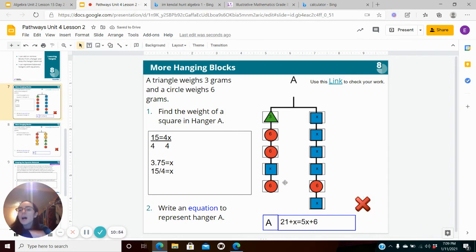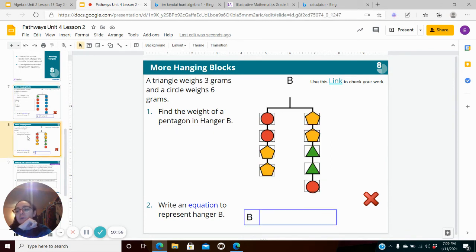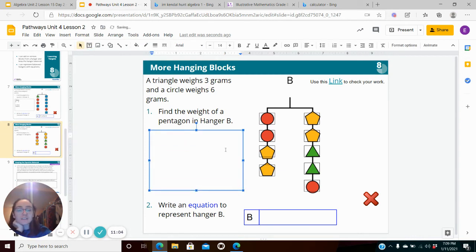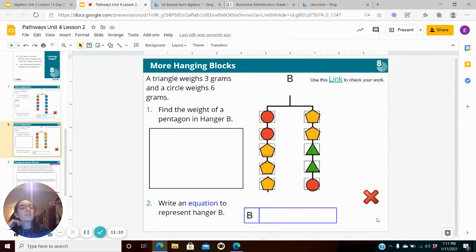If we come down to slide number 8, what we're going to do on slide number 8 is I'm going to give you 5 working minutes to try to find the weight of the pentagon on hanger B. I'm giving you 5 working minutes to label the pieces we know. The triangles are 3, the circles are 6. I want you to calculate the weight of that pentagon on this hanger. Take 5 working minutes right now, please.